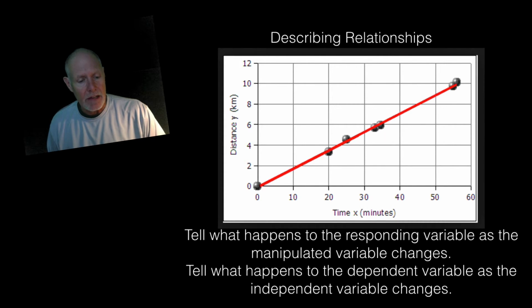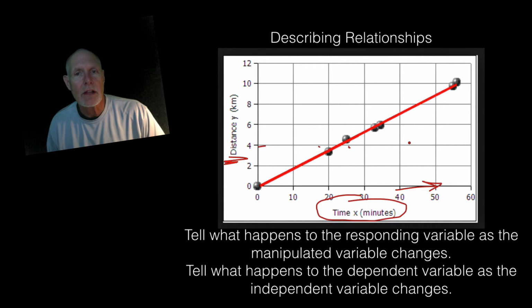So an example of that for this graph would be this. You would say that the distance, since that is the dependent variable, the distance does what as you go this way? Hopefully you just said increases. The distance increases as the time does what? Well, I went from 10 to 20 to 30 to 40. It also increases. So our describing relationship sentence would be the distance in kilometers increases as the time in minutes increases. That would be a statement that we could use as evidence to describe the data that we see on our graph.